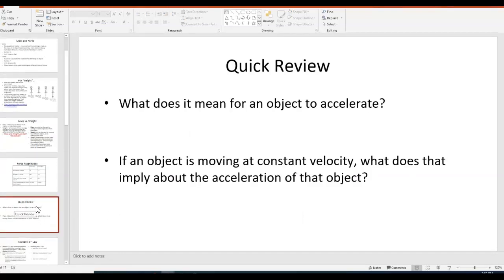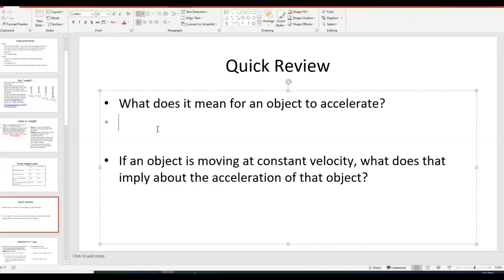So let's get into Newton's first law. Before we get into Newton's first law, let's review. What does it mean for an object to accelerate? Hopefully you learned in the first couple of videos that acceleration has to do with how quickly an object's velocity is changing. So the answer is that the object changes its velocity, by definition.